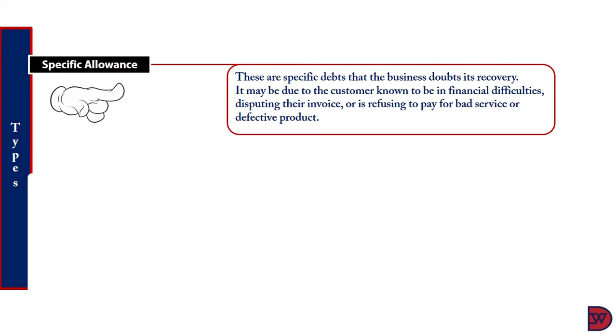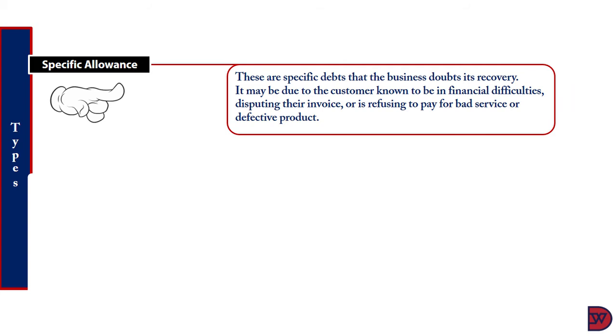The first we'll talk about is specific allowance. Here, a specific amount of receivables is known to be unlikely to be retrieved due to some prevailing conditions or factors, such as the customer experiencing financial challenges, but not yet bankrupt, disputing their invoice or invoices, or is refusing to pay for bad service or defective product, all of which may be resolved, hence they are not certainly irrecoverable. Therefore, an allowance to the specific amount in doubt is provided for.